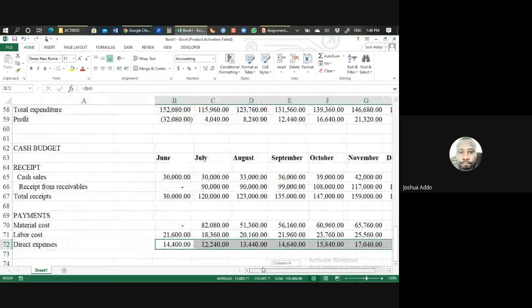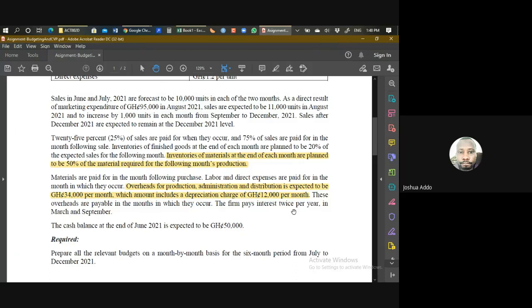Okay, so then it's left with, apart from direct expenses, we have overheads. And for the overheads, there was an issue of some non-cash flow item, which was the depreciation of 12,000. Overheads for production, admin, and distribution is expected to be 34,000 per month, which amount includes a depreciation charge of 12,000 per month. These overheads are payable in the month in which they occur. So it's also the same thing as we have done. But depreciation is not a cash flow, so we take depreciation away.